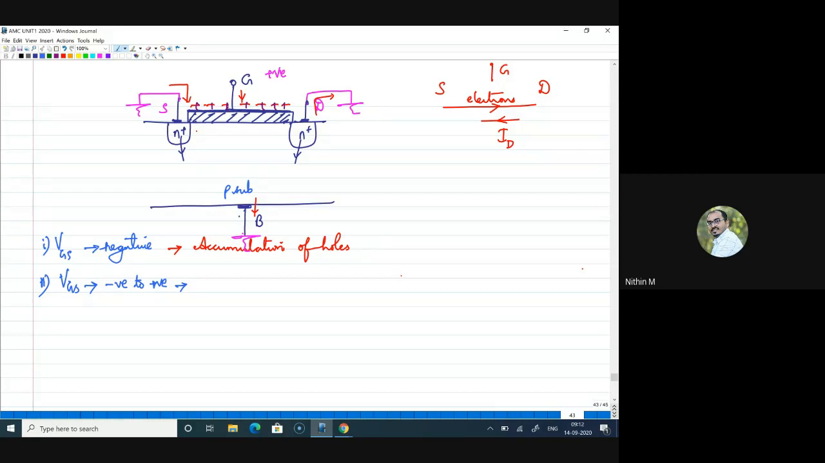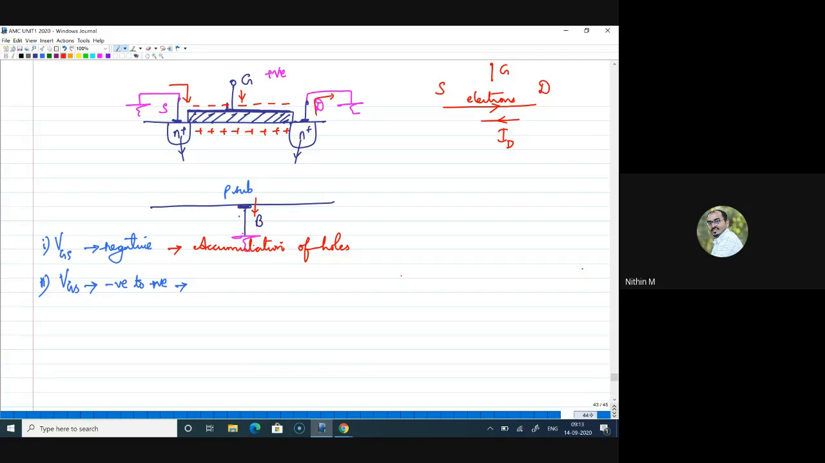Now if VGS is negative, this is the condition we saw in the last class. If your VGS is negative, you get negative charges on the gate, and because of that, positive charges will be attracted to the region beneath the gate. So positive charges accumulate here, and we call this accumulation of holes, because the P substrate has holes as the majority carrier. Whenever a negative voltage is applied, holes are attracted towards the region beneath the gate, and this phenomenon we call accumulation of holes.